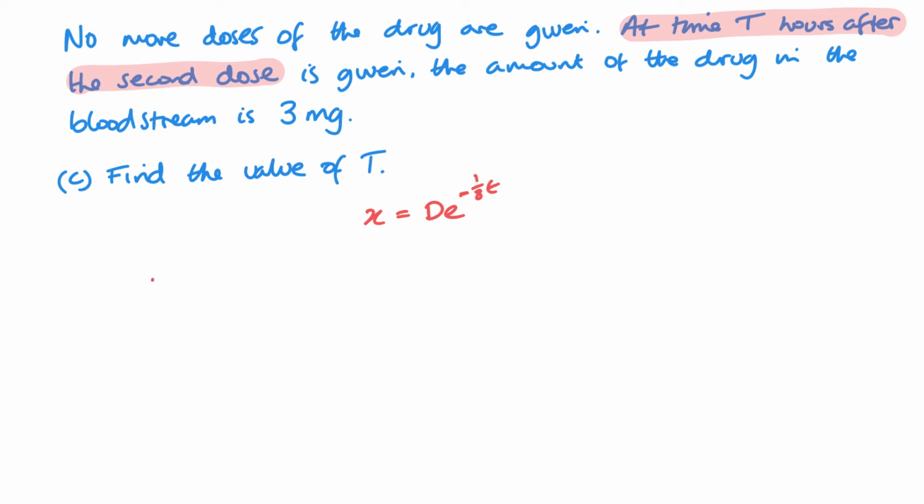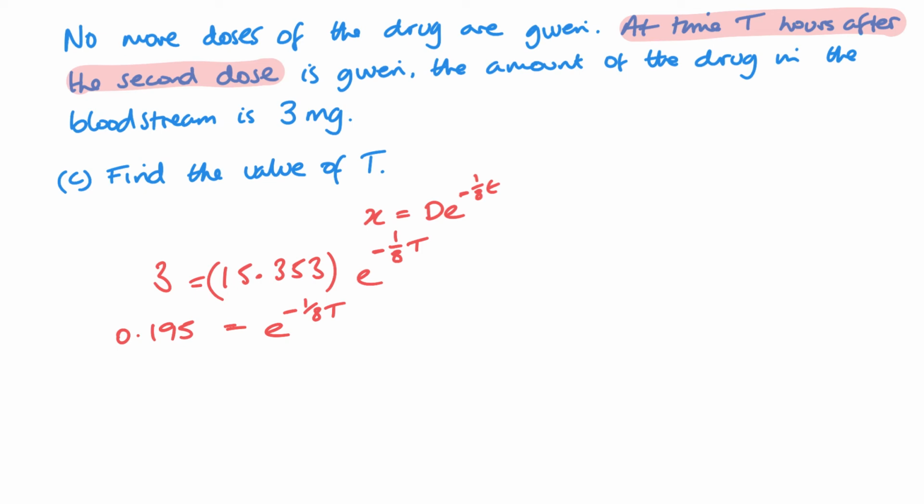So then we have x equals 15.353. Remember, keep the full value in your calculator, times e to the minus 1/8 capital T. I know that this x is actually 3 milligrams. So now I can divide by 15.353, and that gives me approximately 0.195. Again, keep your full answer in your calculator.